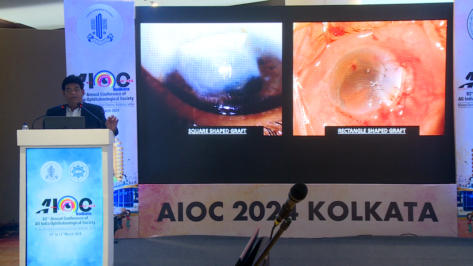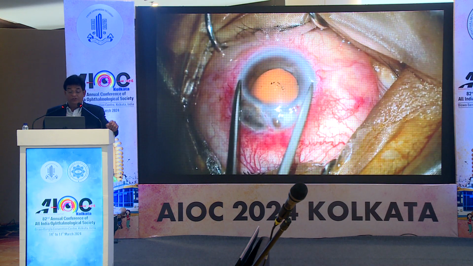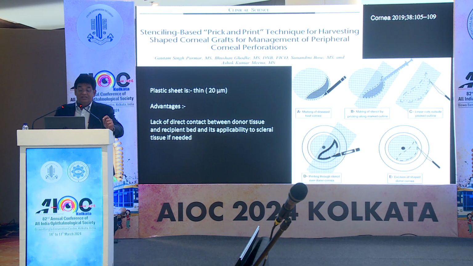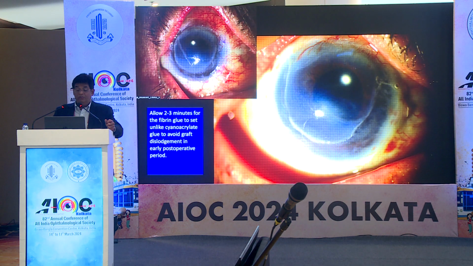And if it's a limited pathology with a very isolated prolapse, it works very well because it might induce less astigmatism because of the lesser amount of donor tissue which is sutured on. Some of these larger perforations can be a real challenge. Some of the techniques described are the copy and fix technique or the stenciling, prick and print technique. It depends on the surgeon's experience how he wants to treat these patients.